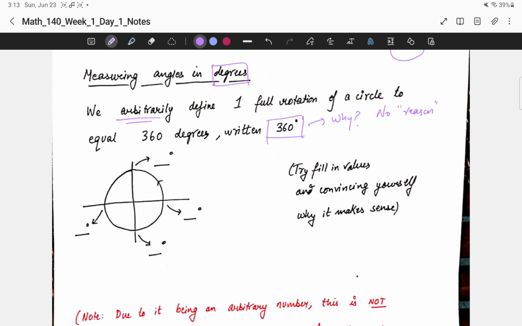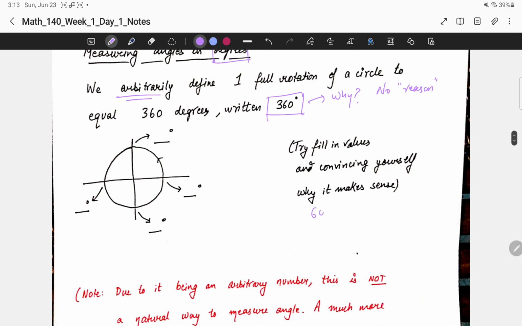And the 360 is a remnant from the old Babylonian system, which is also why we have 60 minutes and 60 seconds instead of it being hundreds. It's just historically around, so messing with it at this point would create a lot of confusion, so we just go along with it. So for example, this would be 0 degrees.